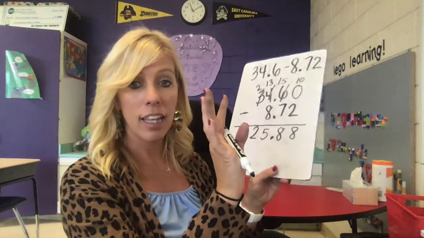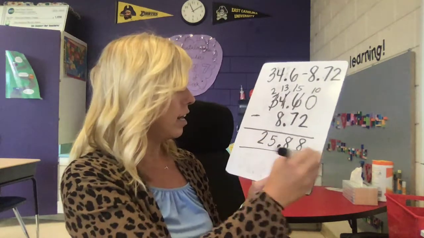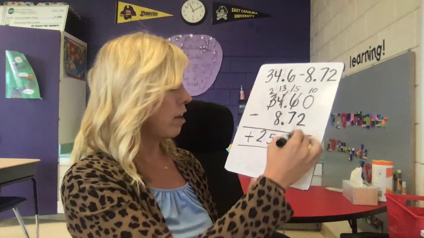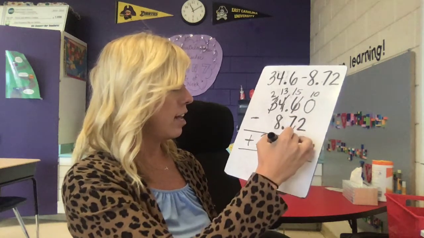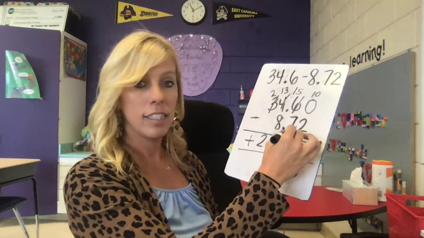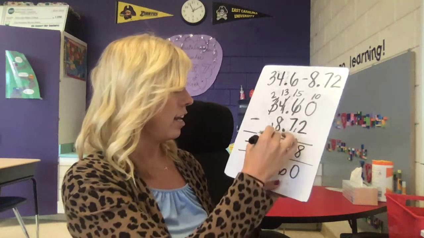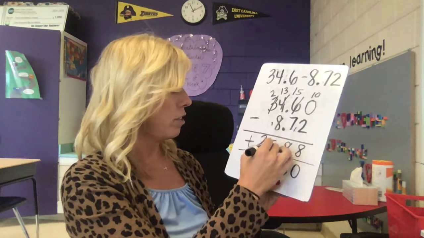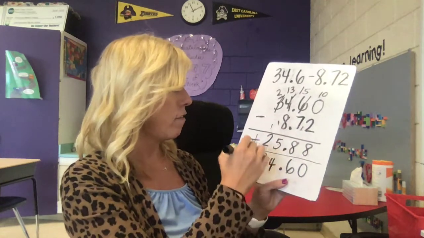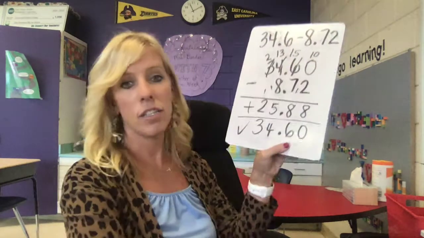Only takes a second. Let's check and make sure we're right. Stick that right down there. 8 plus 2 is 10. 7 plus 1 is 8. 8 plus 8 is 16. 8, 9, 10, 11, 12, 13, 14, 34, and 6 tenths or 60 hundredths.